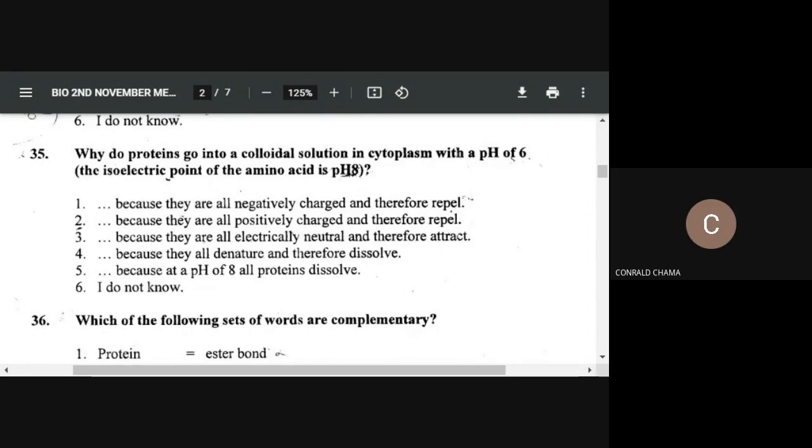Yes, the correct answer there is 5 because at pH of 8, all proteins dissolve. Okay. Yes, explain to us, Doc, why you are going with why all proteins dissolve at pH of 8, and why the answer should be pH of 8. Now I'm quite confused. They dissolve in what?